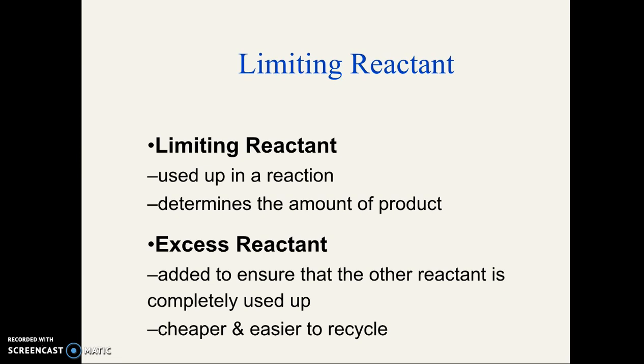That's going to be the one that's completely used up in the reaction, meaning there's going to be nothing left. It actually determines the amount of products that you can have. Whereas the reactants that are in excess are the ones that are added to ensure that the other reactant is completely used up. The limiting reactant tends to be the most expensive one because that's the one that your reaction is dependent upon. Whereas the excess reactants tend to be cheaper, easier to recycle, or easier to reuse. So when you look at a chemical reaction, the one that's determining how much product you can make is definitely the one that you don't want to waste because it's probably going to be the most expensive.